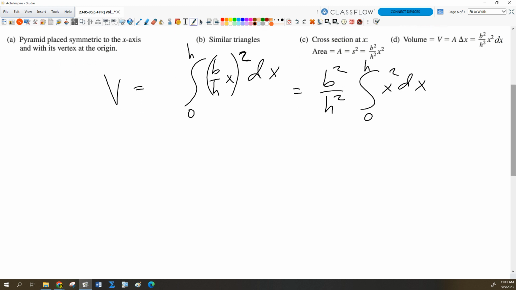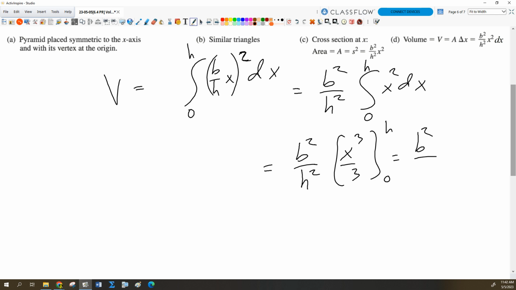That's a pretty easy integral, isn't it? So we end up with b squared over h squared times x cubed over 3 evaluated from 0 to h. Well, at 0, that's going to be 0, right? But at h, we're going to get h cubed over 3. Okay. Right? Everybody good with that?